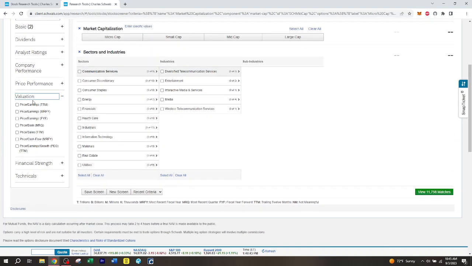Valuation, if you're into this kind of stuff, if you're doing a fundamental screen, this could be helpful, but I don't really find this to be of any value.